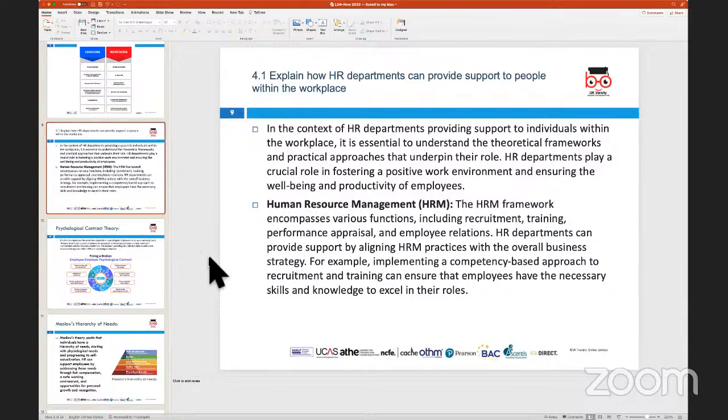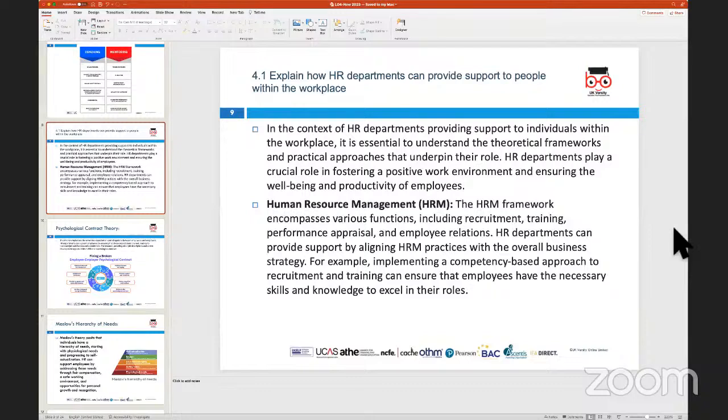The first assessment criteria talks about explaining how HR departments can provide support to people within the workplace. So when we look at this aspect, when we talk about the HR department's support role within a workplace, we need to talk about some of the competency-based frameworks, to understand how the HR provides this support to individuals working within a company.